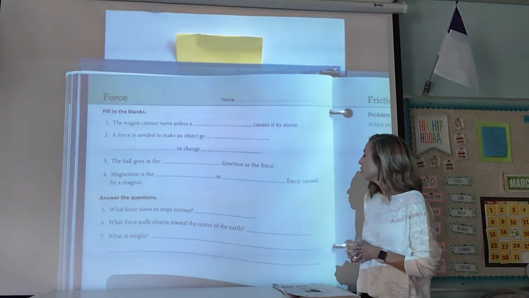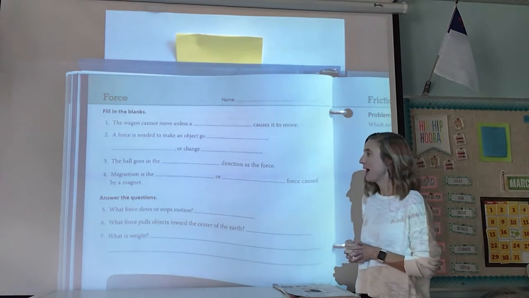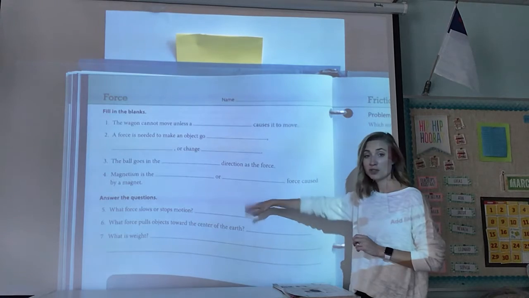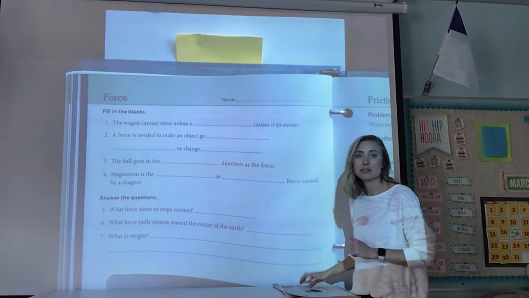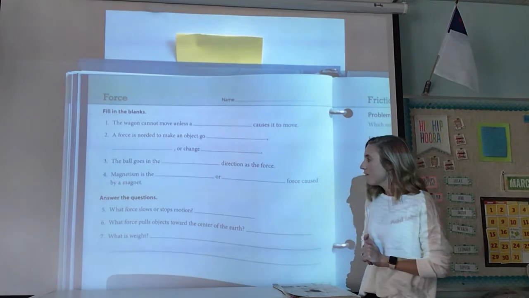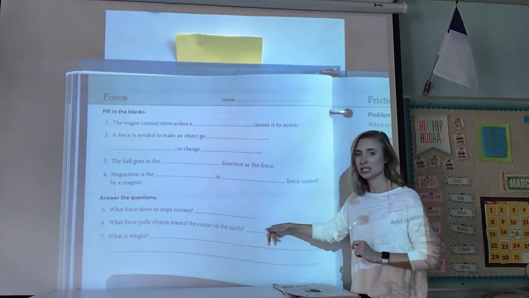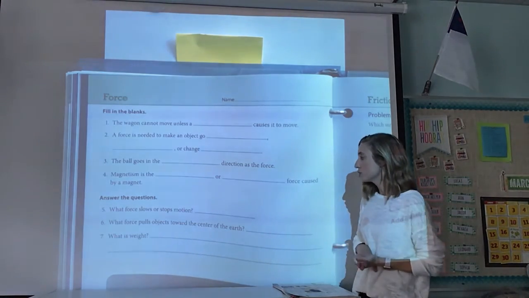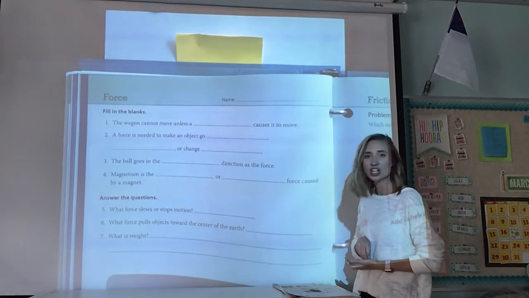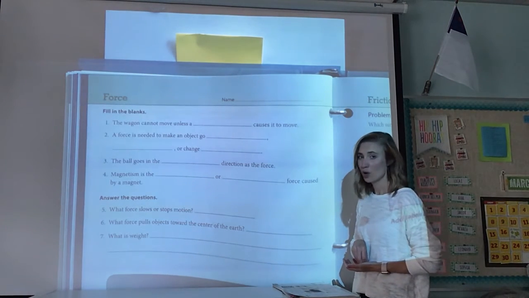Magnetism is the blank or blank force caused by a magnet. So if you're having trouble with this one, go look for the bold word of magnetism in your book. What force slows or stops motion? You can give me one word. You don't need to give me a complete sentence. What force pulls objects toward the center of the earth? So go back and look for that one.